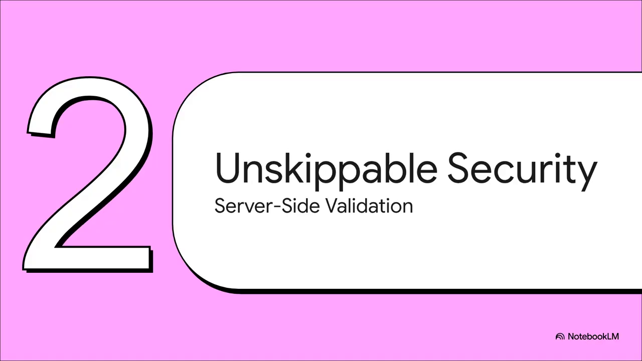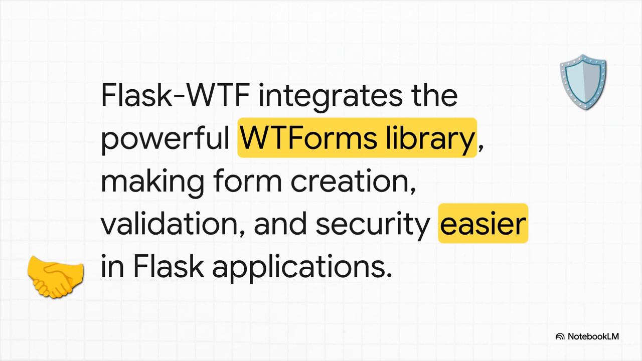So if our first guard can just be walked past, we obviously need a second guard, one that is absolutely impossible to skip. This is our elite guard standing right in front of the data vault. This is server-side validation. For any of you developers using the Flask framework in Python, this is where the Flask-WTF extension becomes your absolute best friend.